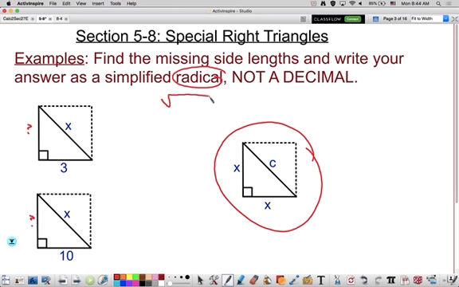So remember, this is a radical, so your answer at the end should look something like that. Isn't B squared always the biggest number? Not B, C. And the right angle always points at it.